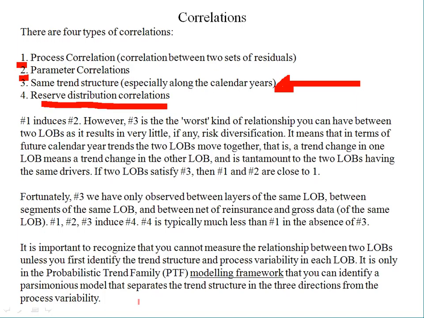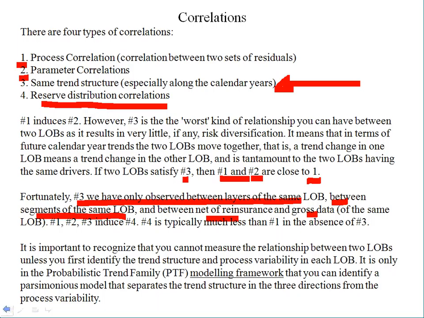So if 2 LOBs satisfy 3, then process correlation and parameter correlation are going to be close to 1, and reserve distribution correlation is going to be close to 1. Fortunately, number 3 we only observe between layers of the same LOB, between segments of the same LOB. LOB1 and LOB3 that we modeled in a previous video, in fact, were the same line, but for different states. And between that of reinsurance and gross data.